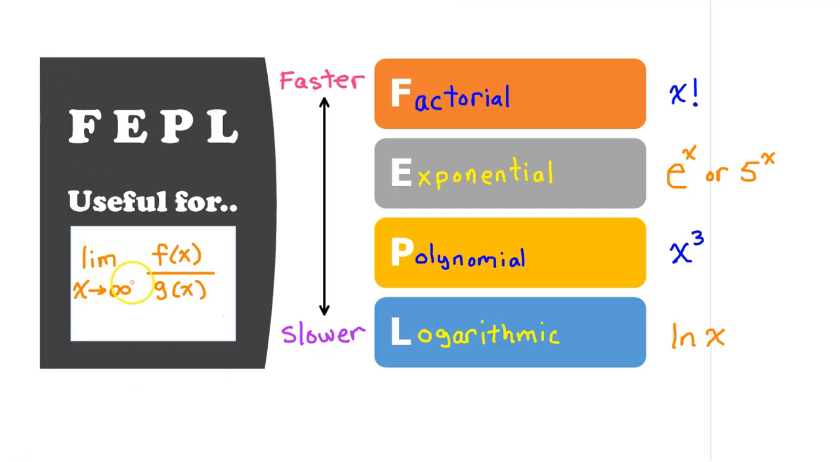If you are finding the limit of f of x over g of x as x approaches infinity, if f of x and g of x are one of these 4 different types of functions, they are both going to be approaching infinity. But this acronym FEPL ranks the functions in order from faster growing to slower growing. So factorial, exponential, polynomial, logarithmic. Factorial is approaching infinity the fastest, and logarithmic is approaching infinity the slowest. And here are some examples.